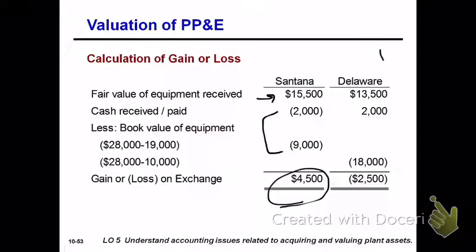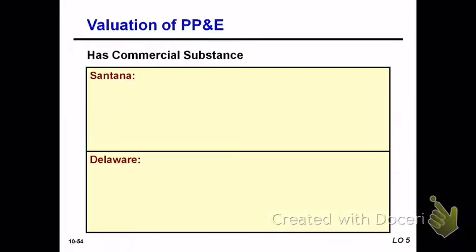For Delaware, they're getting the $2,000 cash, and they're giving up their book value of $18,000. So they're basically receiving $2,000 plus the new machine of $13,500. So that's $15,500 that they're receiving, and they're giving up the book value of $18,000, so they have a loss of $2,500.